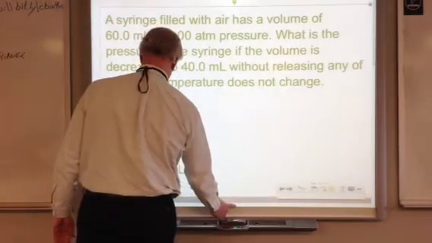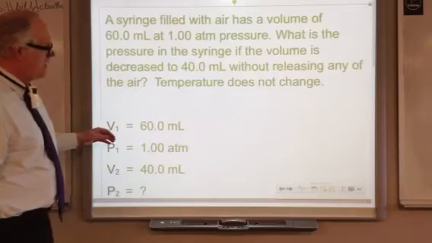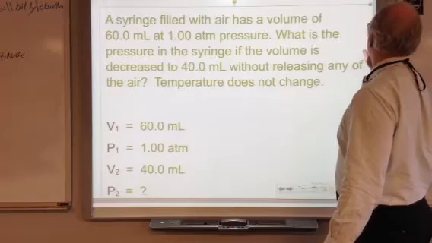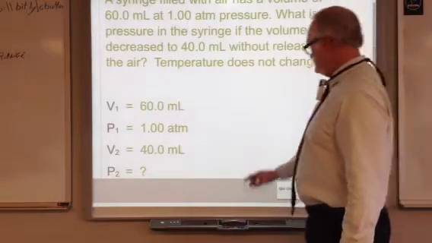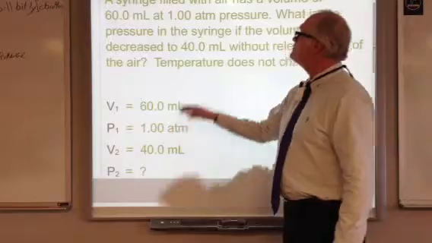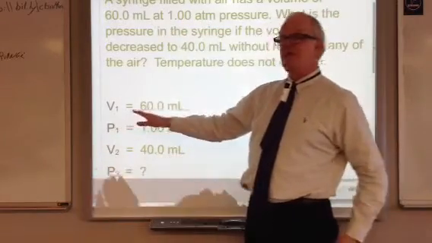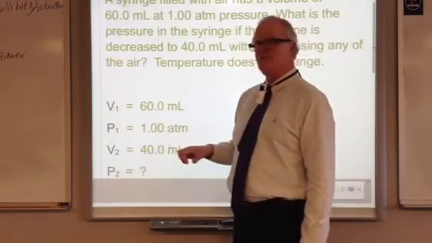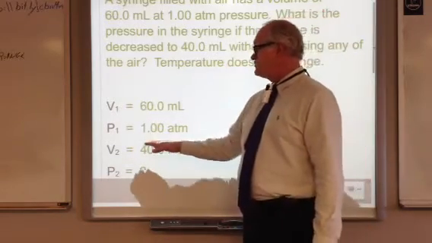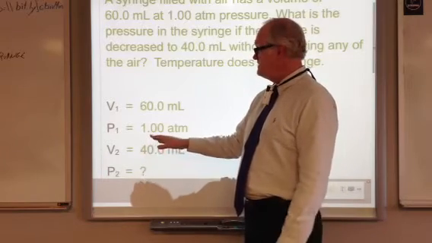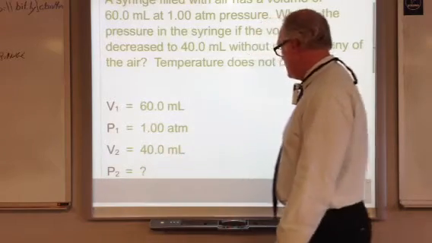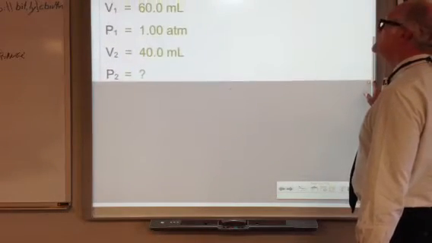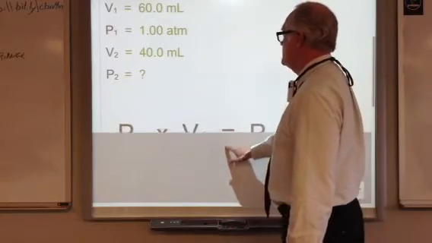First of all, let's look at the words of the problem and see what we've got. Well, we've got our volume, 60 milliliters. That's the volume at the beginning of the problem. We've got our pressure of 1 atmosphere. That's the pressure at the time the volume is 60 milliliters. We decrease the volume, the second volume in the problem. V2 is 40 milliliters. And we don't know what P2 is, and we need to figure that out.